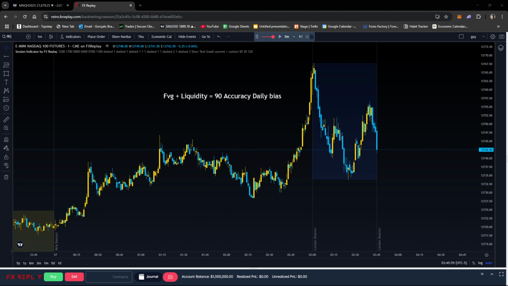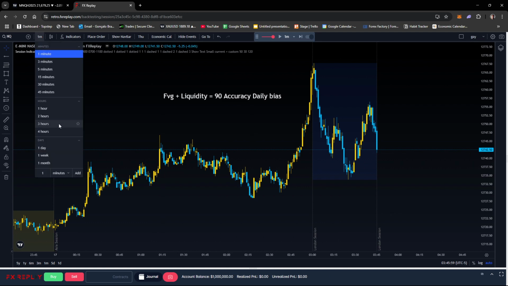This is the easiest part, so you really need to nail it, and then you can avoid the string of losses, or at least minimize them. I'm not saying we don't lose. I still take losses. It's only the accuracy that has 90%. So starting off, we're on London session right now.